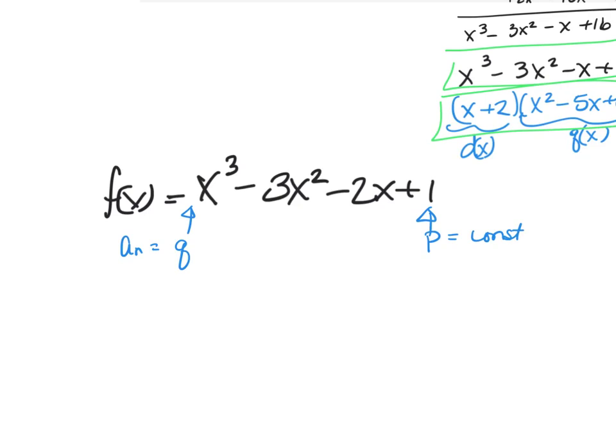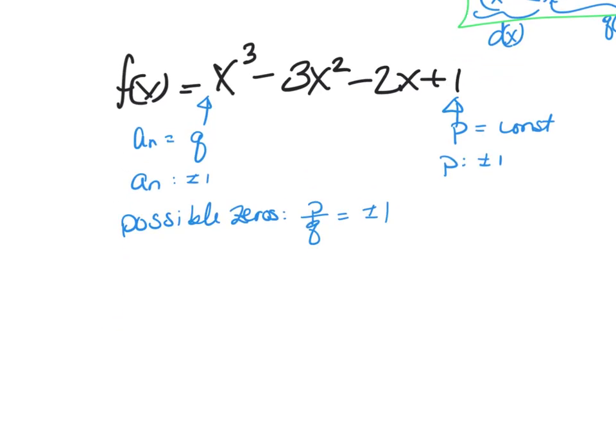I list out all the factors of p. So the only way I can get to p is plus and minus 1. I list out all the factors of my leading coefficient. The only way I can get there is plus and minus 1 because it's also 1. So my possible zeros are the combinations of p over q. Well, that's just plus and minus 1 over plus and minus 1, so it's just plus and minus 1. These are our possible rational zeros. What I mean by that is we may have other zeros that are real numbers, they're just not nice numbers. I'm guaranteed to have one because it's a cubic, but it may not be a nice number.